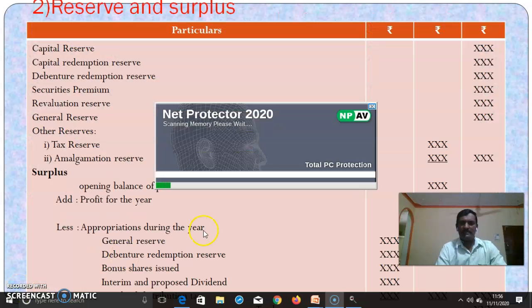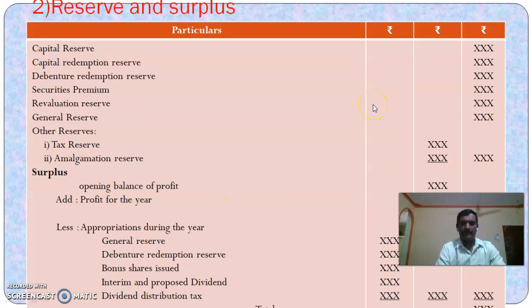The second note is very important of all the notes, that is reserves and surplus. We can say that this is the crux of the statement of assets and liabilities. In this, we have to record all the reserves and surpluses. The reserves like capital reserve, capital redemption reserve, debenture redemption reserve, security premium, revaluation reserve, general reserve if any, other reserves if any, like tax reserve, amalgamation reserve. So such all the reserves are to be recorded in this place.